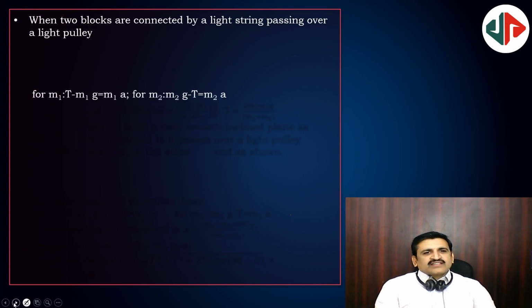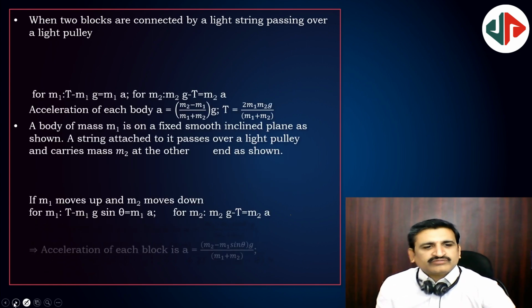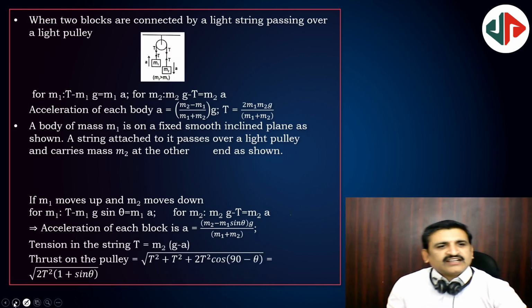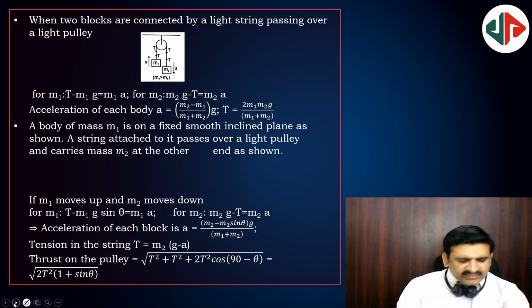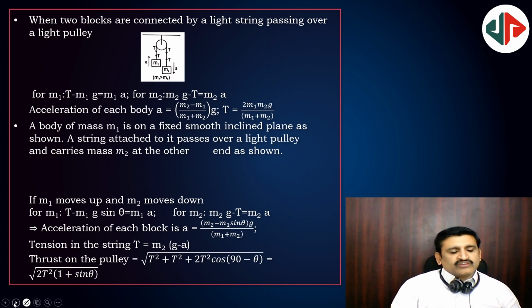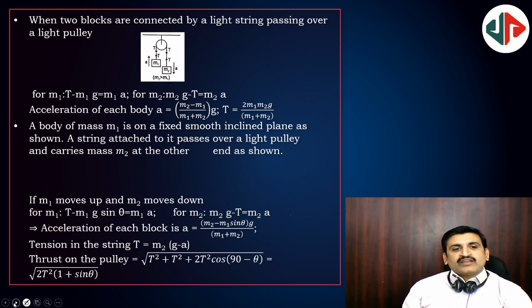When two blocks are connected in such a way, first let me get the picture. Atwood machine, right? Then tension is equal to 2m1 m2 g by m1 plus m2. See, in the examination you won't find time to derive. You need to know the formulae. Derivations you have to practice. In tough times, in odd models, you have to derive. In known models and selected models, you need to have the formulae. Acceleration equals m2 minus m1 by m1 plus m2 into g. And the tension, we already discussed.